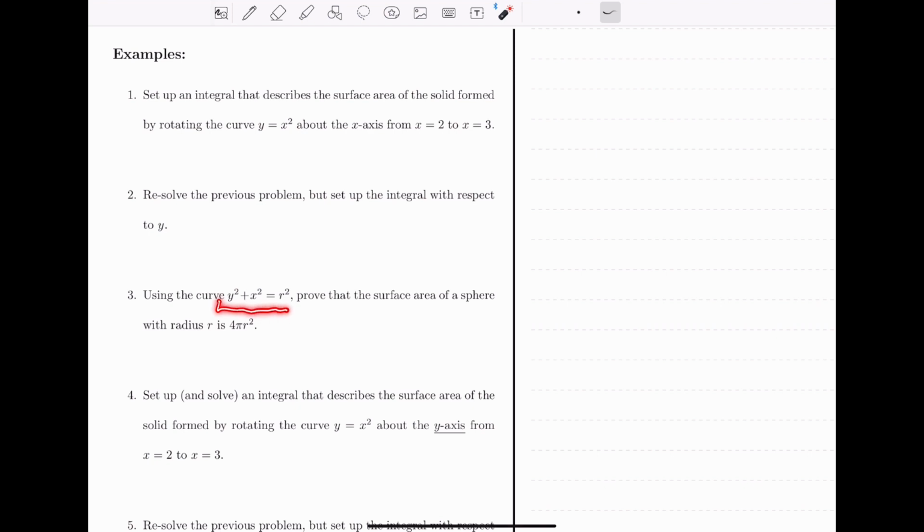This equation here, y squared plus x squared equals r squared, is the equation for a circle centered at the origin with a radius of r. And we can imagine spinning that circle around an axis to form a sphere, and we'll use these surface area integrals to find that the surface area of the sphere is 4 pi r squared.